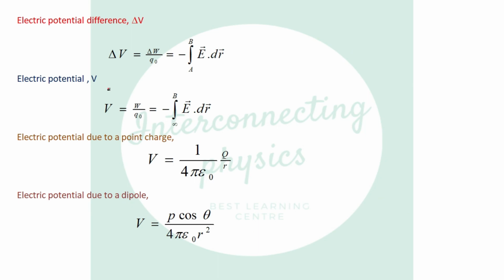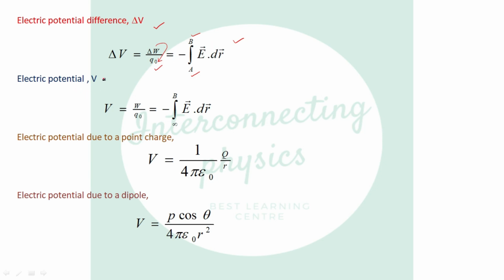So in the last video, we studied electric potential difference, denoted by delta V, which is equal to delta W divided by Q naught, that is, the work done in bringing a test charge Q naught from point A to point B in the electric field of some source charge, and which is equal to minus integration from A to B of E dot dr, that is, the line integral of the electric field.